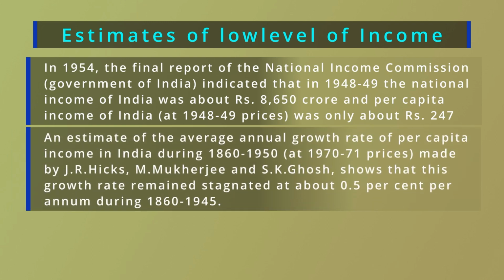Another estimation shows that the growth rate of per capita income during 1860 to 1945 was stagnant. It remained only 0.5% in that time period. So at the time of independence, the rate of growth of our economy, measured in terms of the growth rate of per capita income, was also at a very stagnant stage. So we call it a stagnant economy at the time of Indian independence.